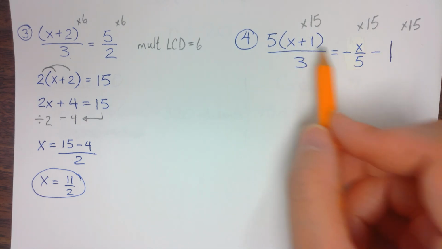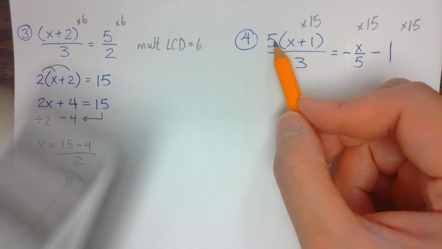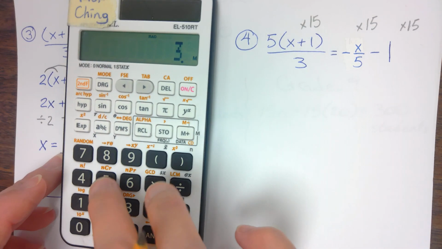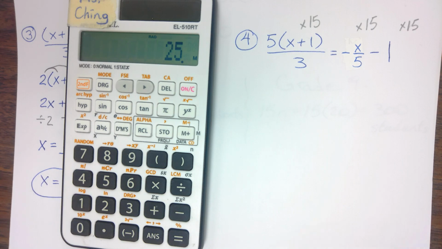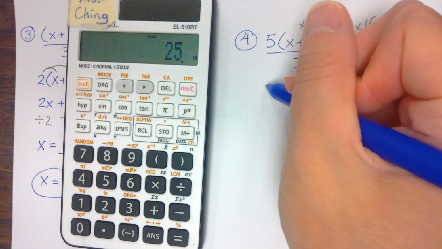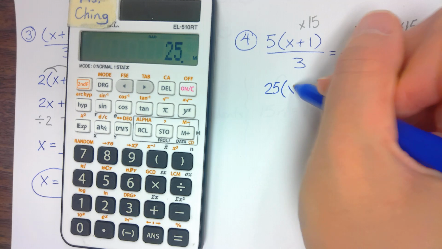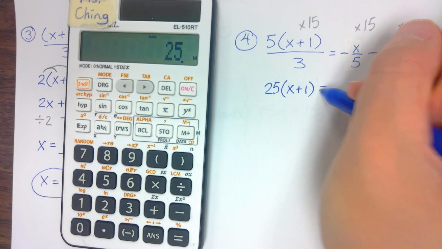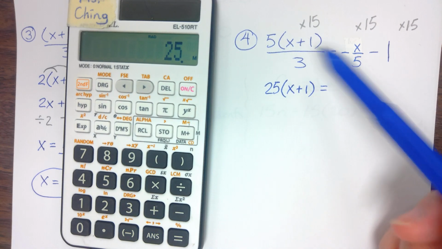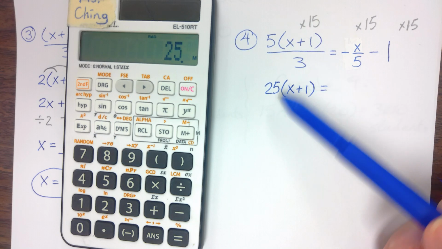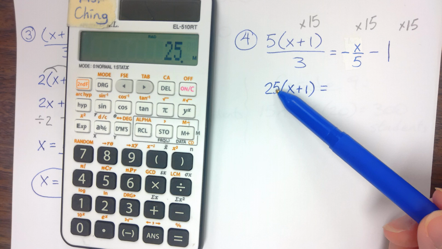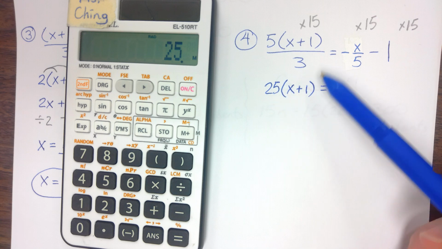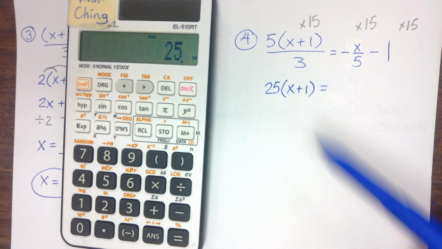Right. So here, what's 5 times 15 divided by 3? 5 times 15 divided by 3, I get 25. So I have 25 times this bracket. That's how I get rid of all these numbers. It just simplifies to 25. Right, so 25 times the bracket.